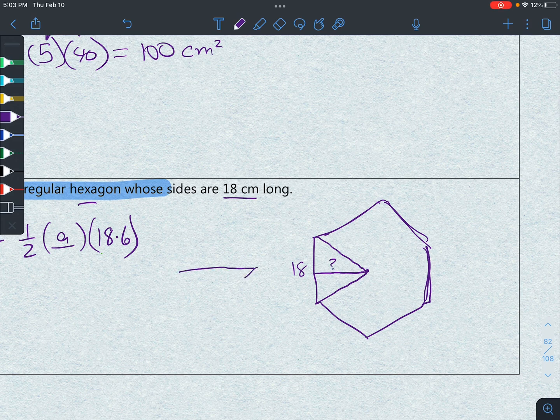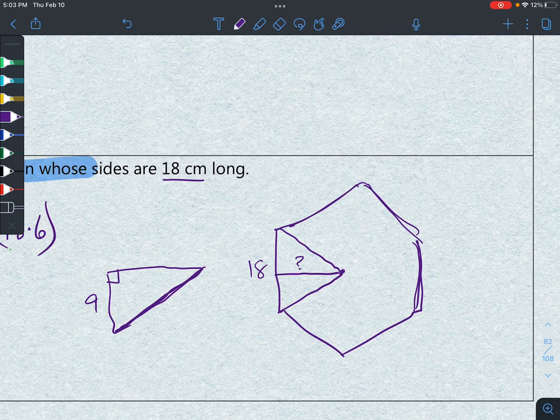So again, zooming in, kind of just drawing that one triangle. That's 9. How long is this side? Well, you got to know something about a hexagon. In a hexagon, we have 120 degrees. We know that the radius bisects that angle. So that's going to be 60, and that's going to be 60. So this angle's 60, and that's 30, and here we have now that triangle.